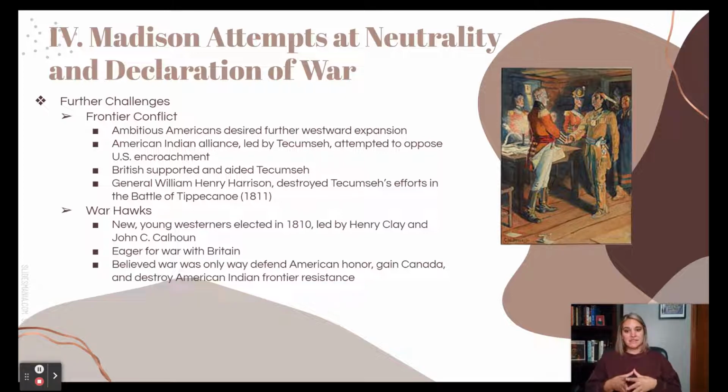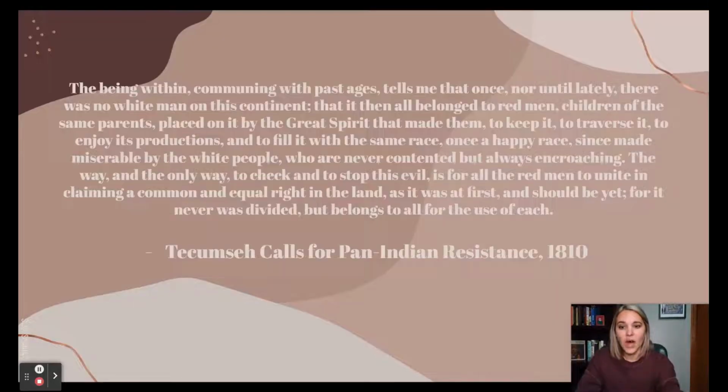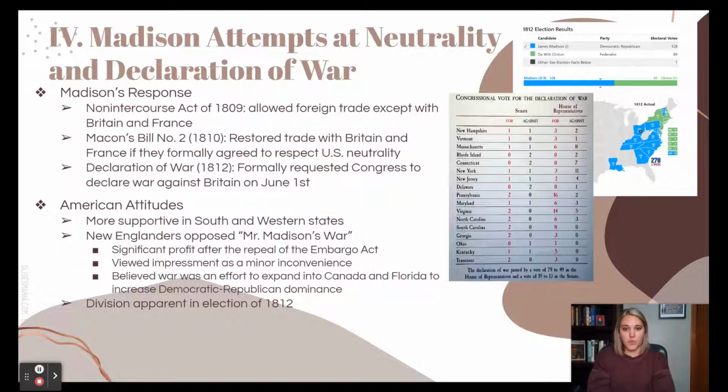Another challenge that Madison has to deal with is this new group of congressmen called war hawks. So two of the more famous ones are Henry Clay and John C. Calhoun. Many of them were young and from the Western territories that were now states, and they were eager for war with Britain. You can think about how that frontier conflict especially affected their states. They believed that war was the only way to defend American honor, gain Canada, and destroy the American Indian frontier resistance. So all of this led to calls for war, and Madison is going to try to resist.